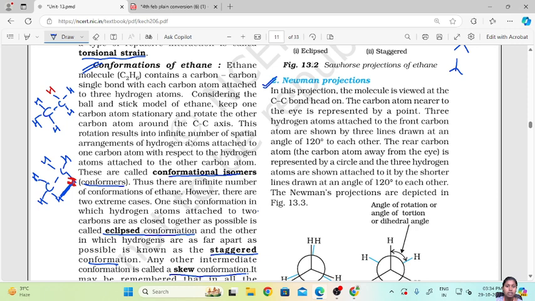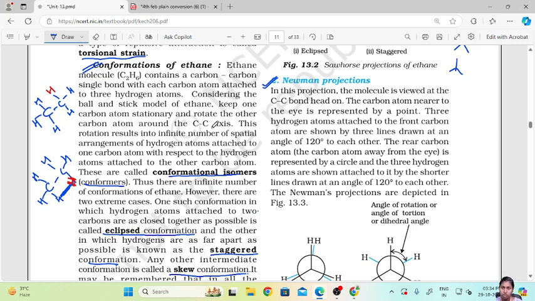Next is Newman projections. In this projection the molecule is viewed at the carbon-carbon single bond head on. The carbon atom nearer the eye is represented by a point. The 3 hydrogen atoms attached to the front carbon atom are shown by 3 lines drawn at an angle of 120 degrees to each other.